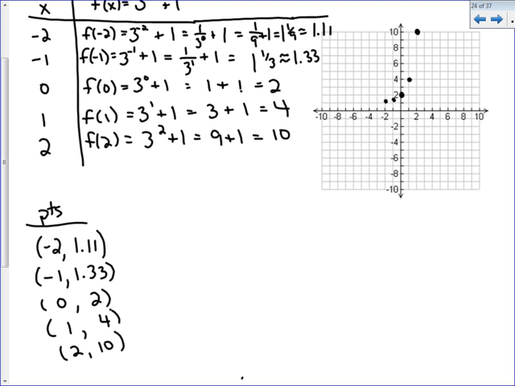Any questions? We still got to connect these, but any questions on finding the points? It's just our function notation. Take your x, plug it in, get your y. And again, you may use a calculator to evaluate these. I don't need to see all this work. I just want to see your points, plot them, connect them.